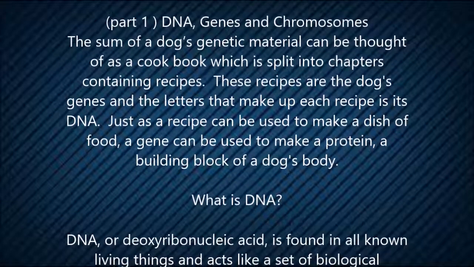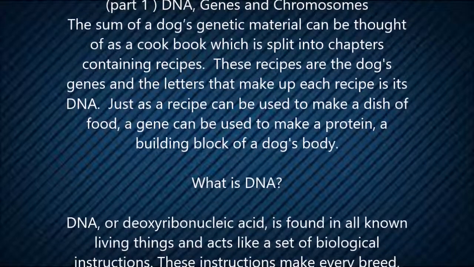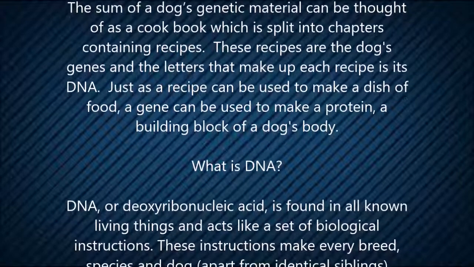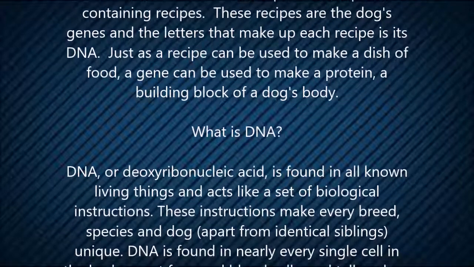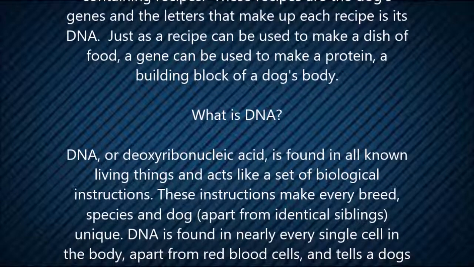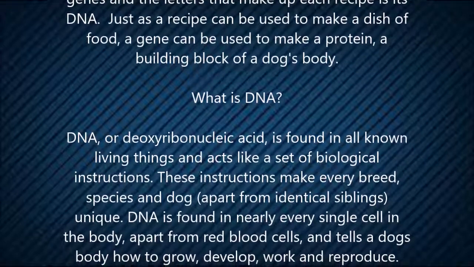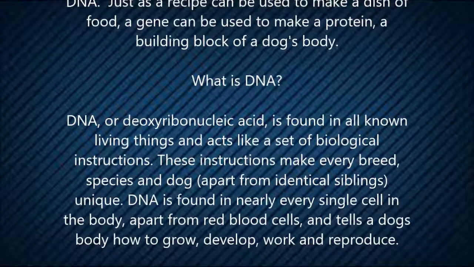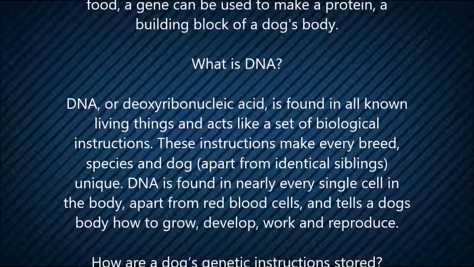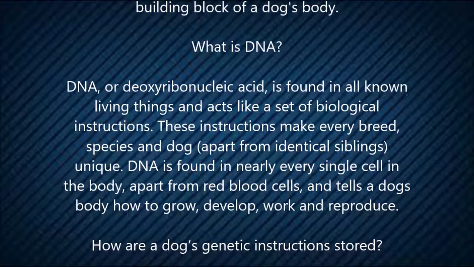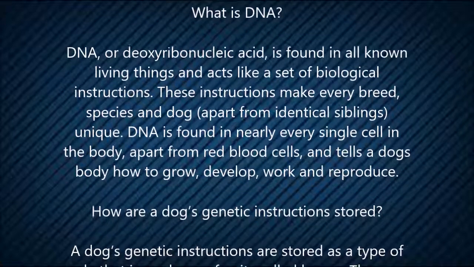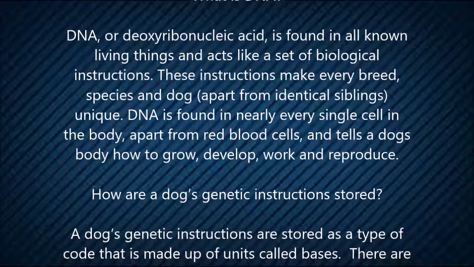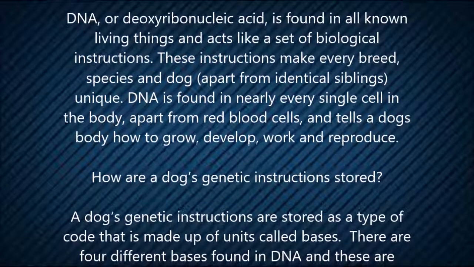What is DNA? DNA, or deoxyribonucleic acid, is found in all known living things and acts like a set of biological instructions. These instructions make every breed, species, and dog, apart from identical siblings, unique. DNA is found in nearly every single cell in the body, apart from red blood cells, and tells a dog's body how to grow, develop, work, and reproduce.